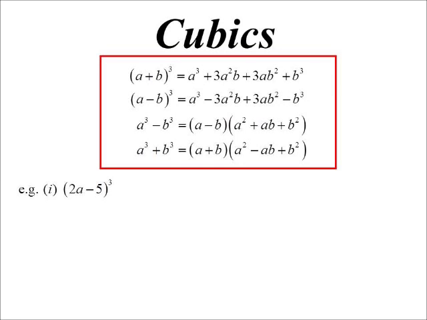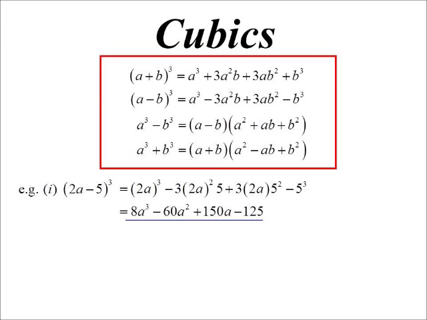So 2a minus 5, all cubed. Once again, may not be something you necessarily write down, but you might be doing that in your head. But there's the pattern. First one cubed, minus 3, first one squared times the second one, plus 3, first one times the second one squared, minus the last one cubed. There we go, tidies up.